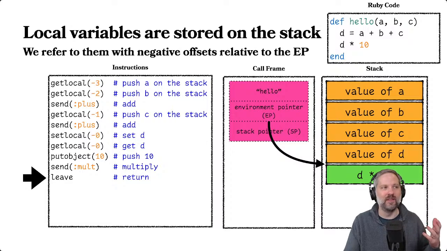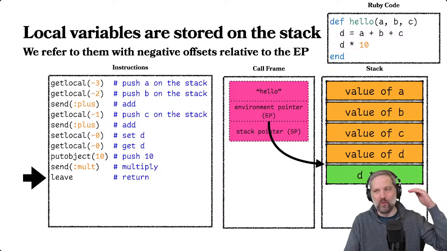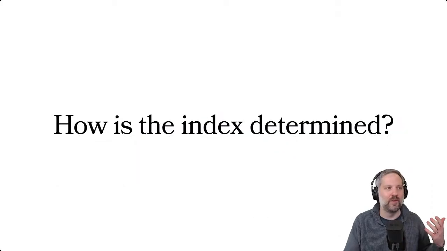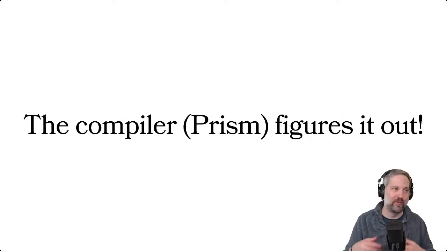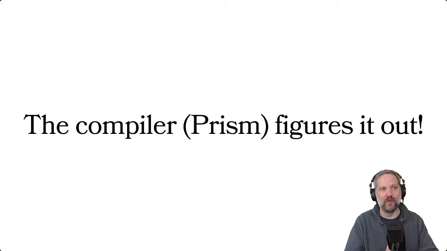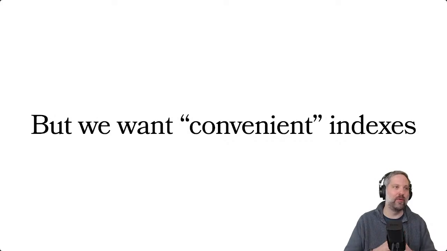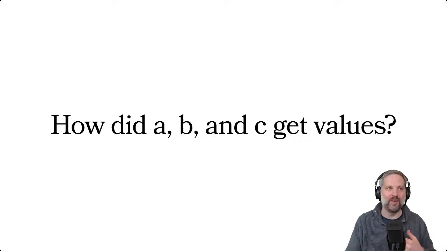So we have these negative offsets into the EP, but the question is, when we're referring to a local variable, how do we figure out what that index is? The good news is that the compiler, Prism, figures out those offsets for us. And we want really convenient offsets. So for example, how did A, B, and C get mapped to the values that we passed it?